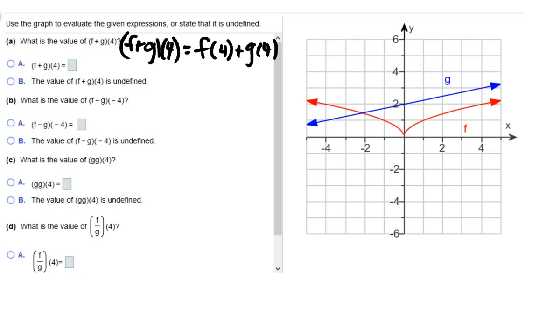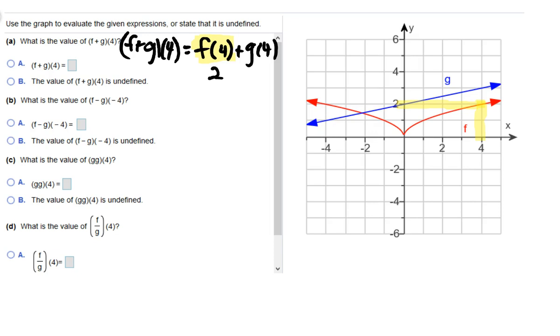Now we can work out these individual expressions. f of 4 means that the x value is 4, and we're looking for the y value in the function called f. So let's go over to this graph, and we've got two curves. One of them is labeled f, this red one, and the blue one is labeled g. So if my x value is 4, and I walk my way up to the function, I can see that the y value is 2. So f of 4 is 2.